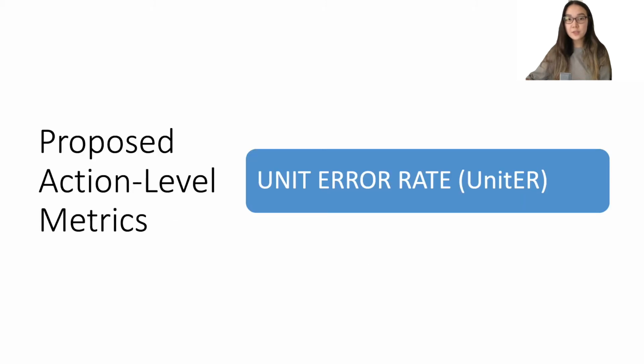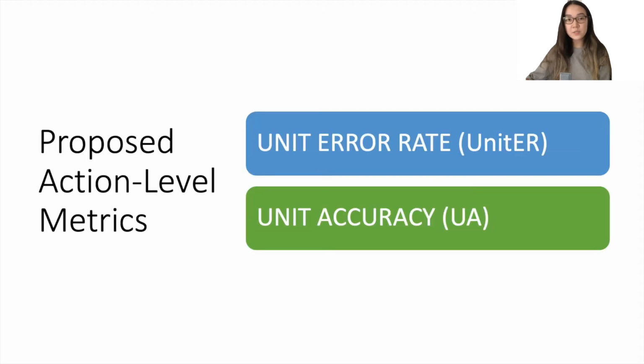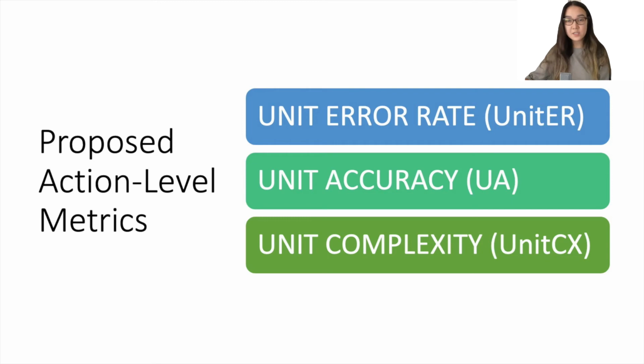We present three new action-level performance metrics. Unit error rate represents the average number of errors committed by the user when entering one unit. A unit can be a character or a symbol. Unit accuracy is the opposite of unit error rate that represents the accuracy rate of a unit. We also propose a unit complexity metric that categorizes each action to enter a unit into different difficulty levels, represented by the continuous values from 0 to 1.